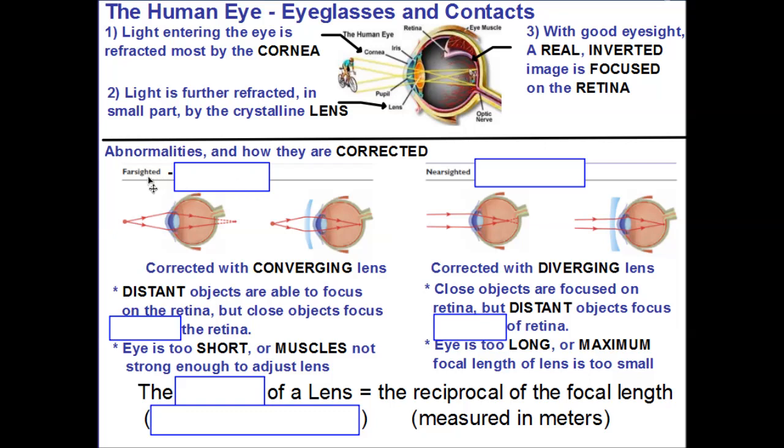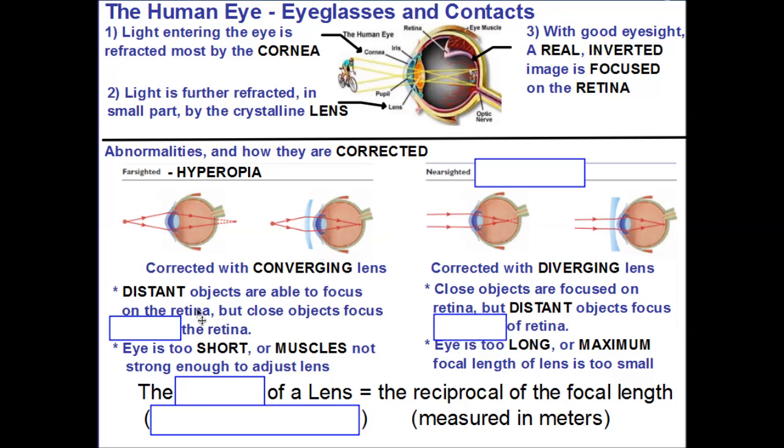Sometimes people are farsighted, which means they can see distant objects, but they can't see things up close. Perhaps you're in the back of the classroom, you can read the board just fine, but if you're trying to read from a textbook, you have a hard time focusing on things that are close. Farsightedness, often called hyperopia, is an affliction that prevents us from seeing things up close. This is corrected with a converging lens. Let's see why that is.